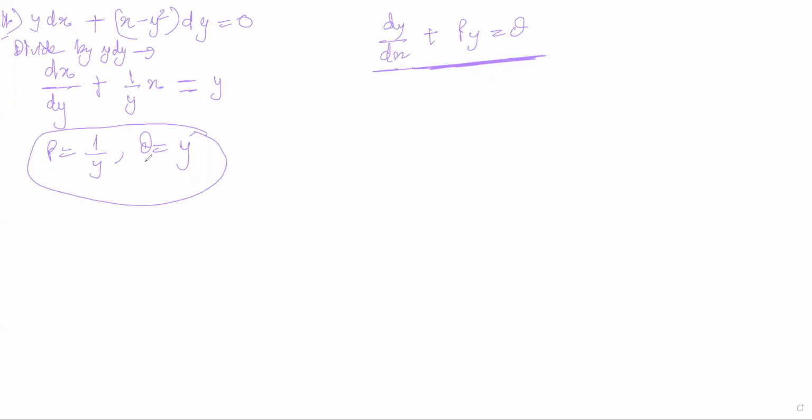Nazia, will you tell me about 12th? What form is question number 12th? Sir, linear. Linear, correct. If it is linear, what is the value of P? The value of P is 1 by root x. Yes. And what is the value of Q? It's e raised to minus 2 root x by root x.